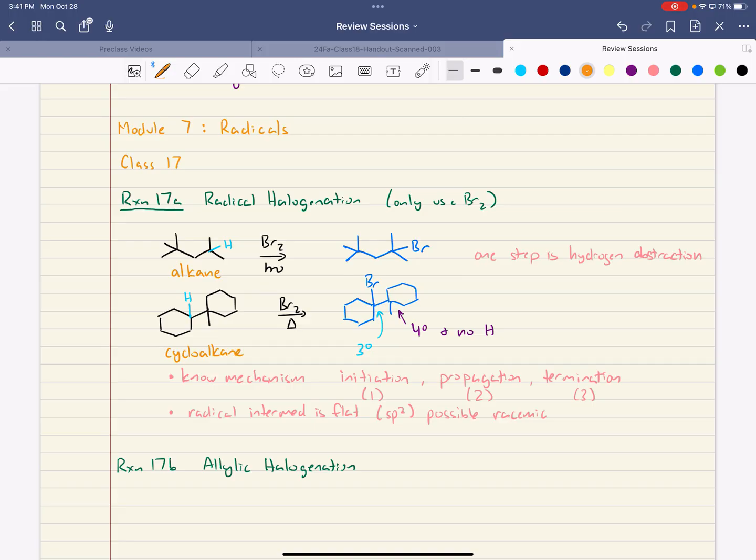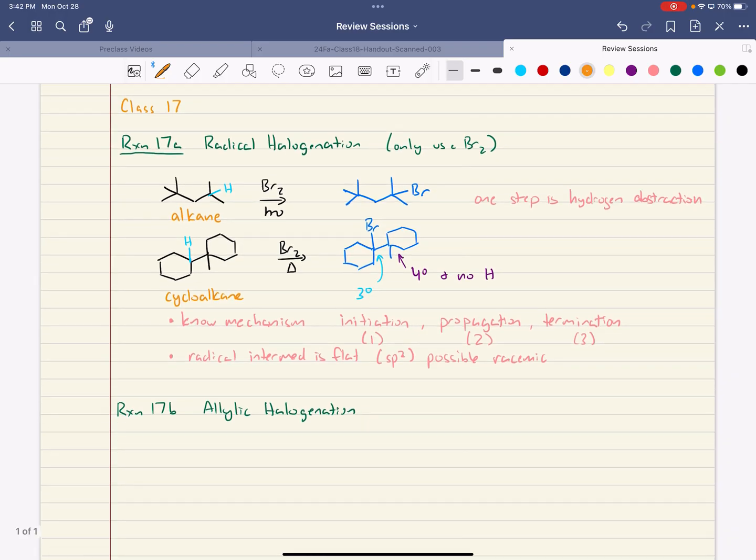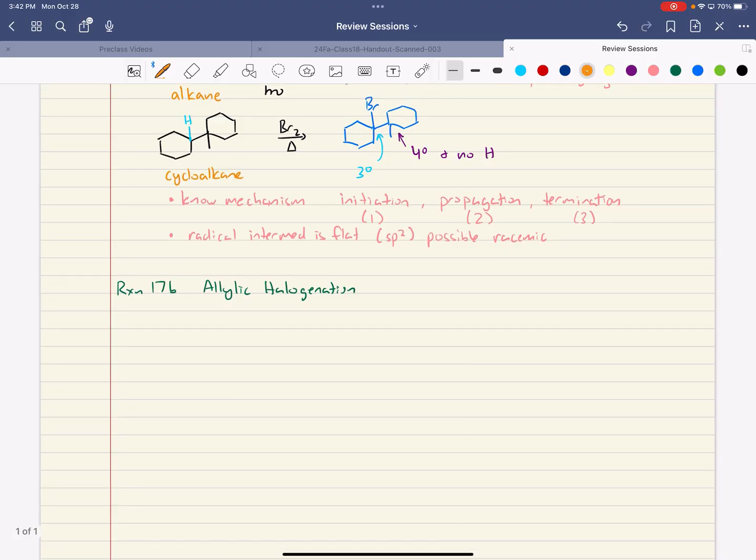You might have heard me say that there's only one road out of an alkane, or out of Kennesaw. That's Br2 and light. Only one road. So this allylic halogenation is of an alkene. And so I'll draw any alkene. Let's draw this one here. Symmetrical.